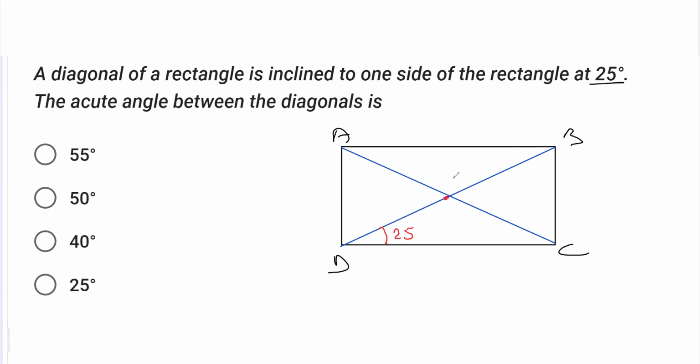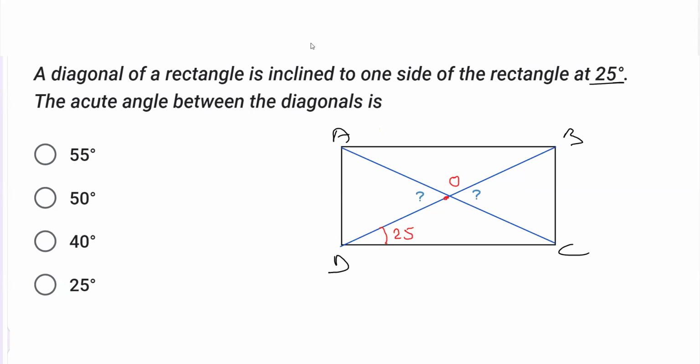Further, we know that O is the point of intersection of the diagonals. Then what we have to determine is the acute angle between the diagonals. That means either you find this or this. As it is clear from the figure, this is obtuse. We have to get the acute angle. So either we get the value of this or this, it is all the same.